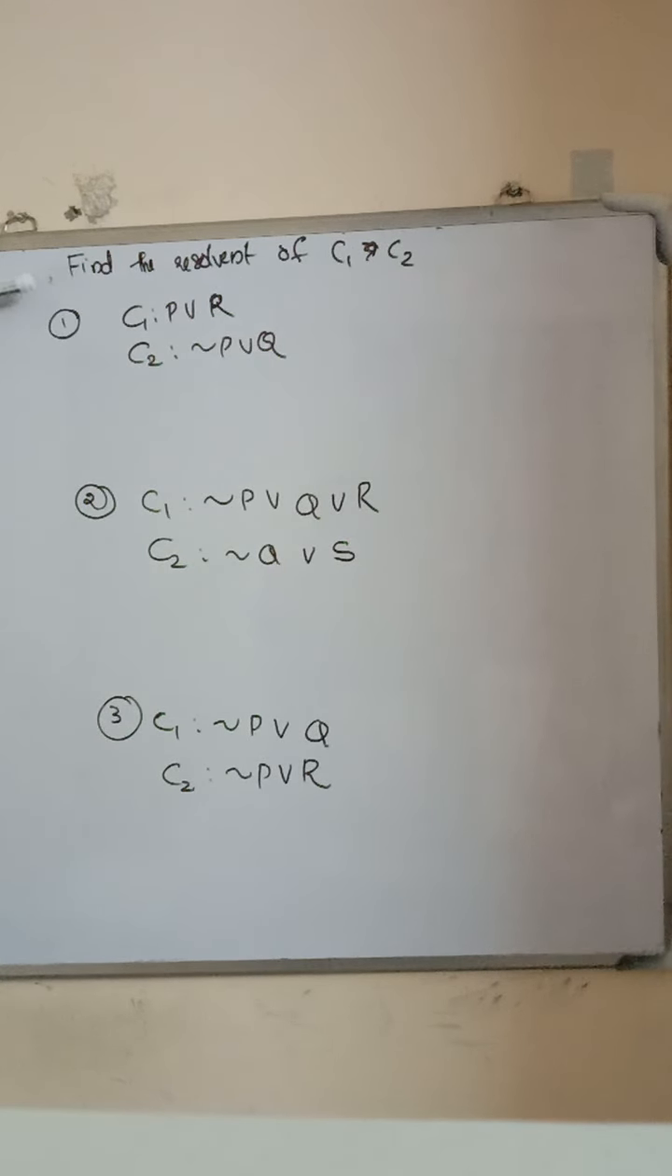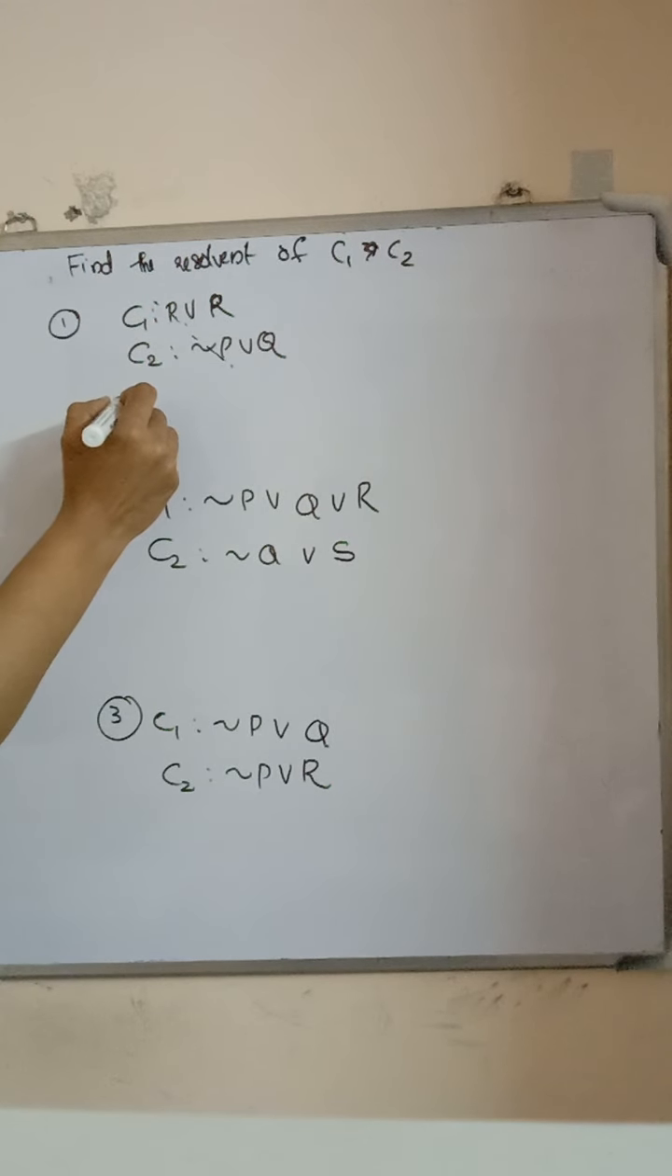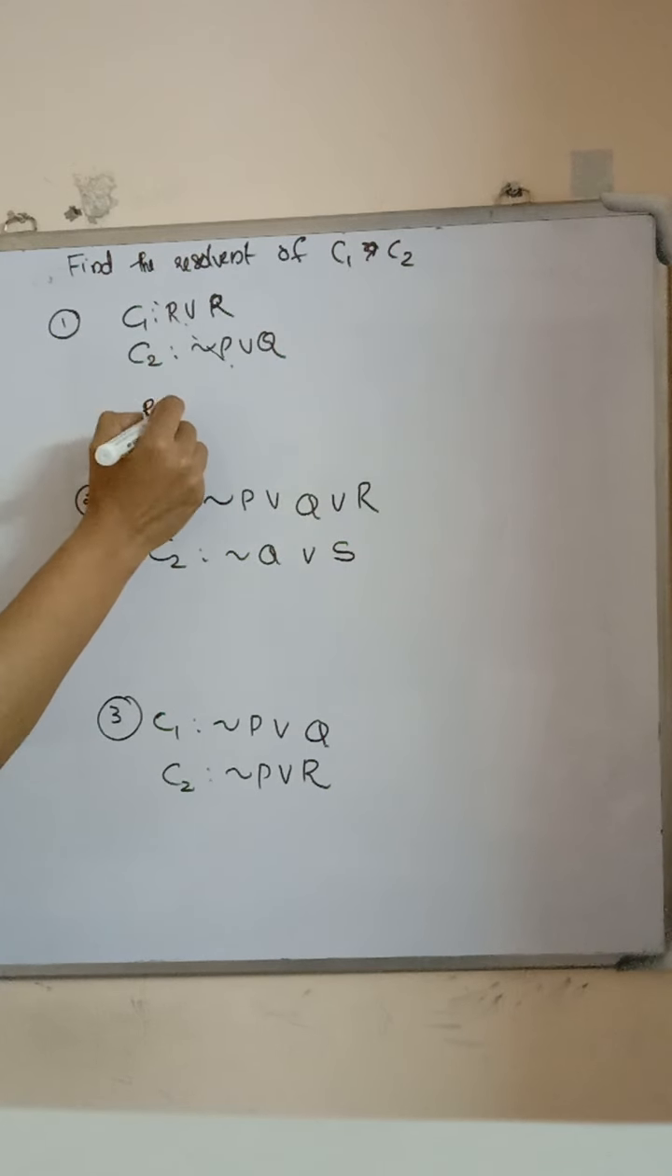Find the resolvent of the following clauses. In the first question, C1 is P or R and C2 is negation P or Q. Here P in C1 and negation P in C2 are complementary to each other. So we delete these terms and the resolvent of C1 and C2 is R or Q.